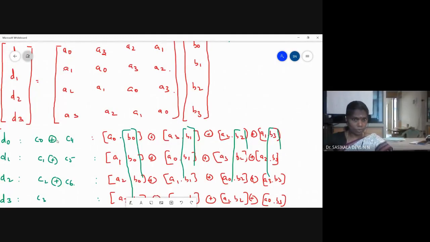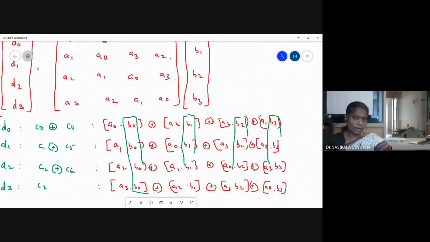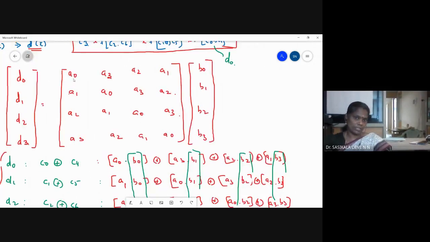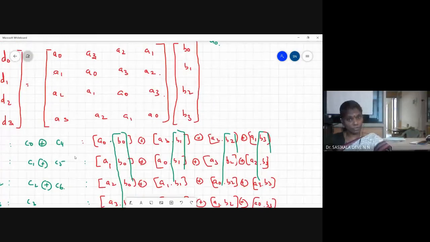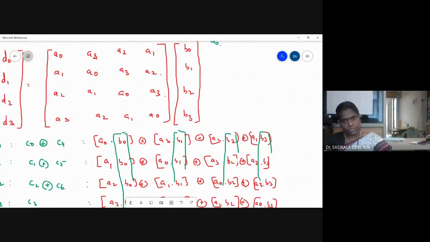The first row is to be filled with the first four elements: A0, A1, A2, A3. And the first column is to be filled with A0, A3, A2, A1. First fill the first row and first column, then do the matrix multiplication, and you will get the same result. A0 into B0, A3 into B1, A2 into B2, and A1 into B3. So this is the first element.